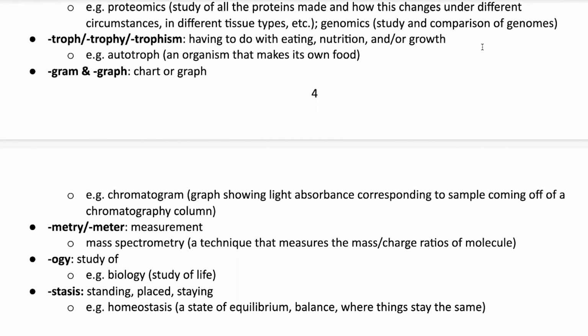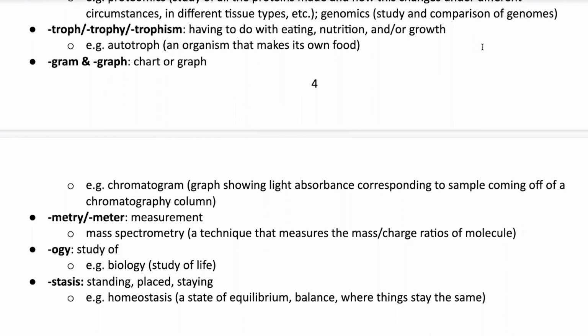If you see trophy, tropism, this is having to do with eating, nutrition, and or growth. So we saw before autotroph, so auto was self, troph is having to do with eating and nutrition. So an autotroph is making its own food.